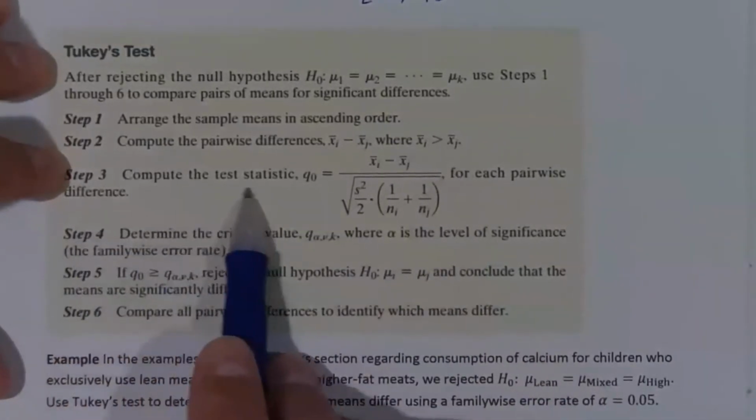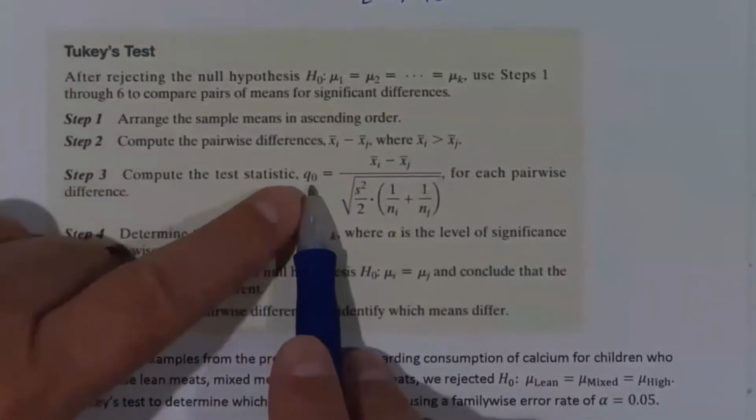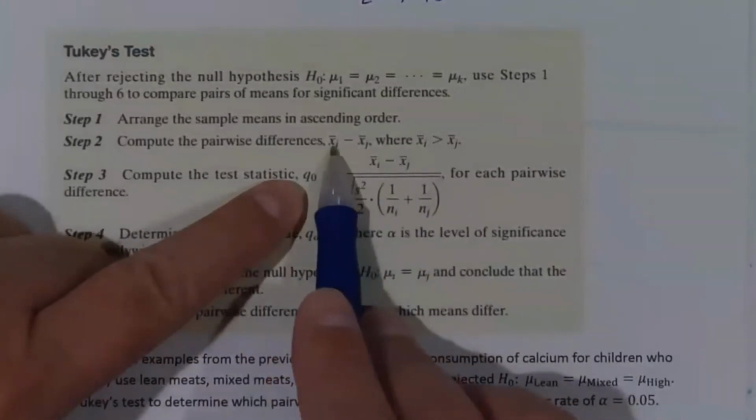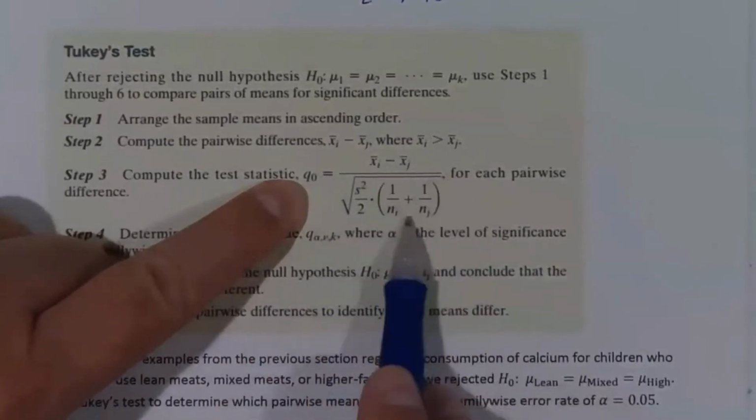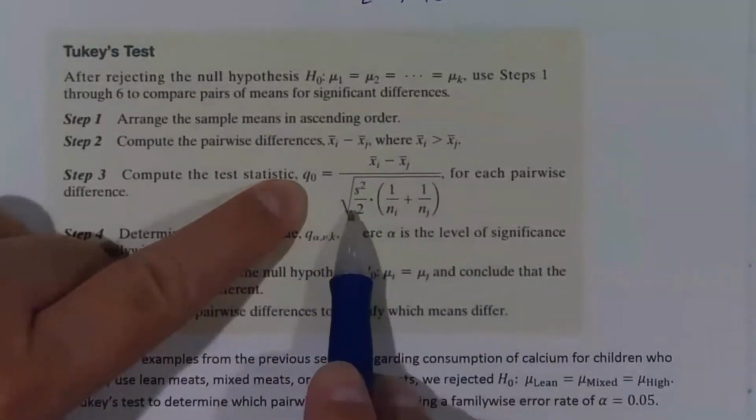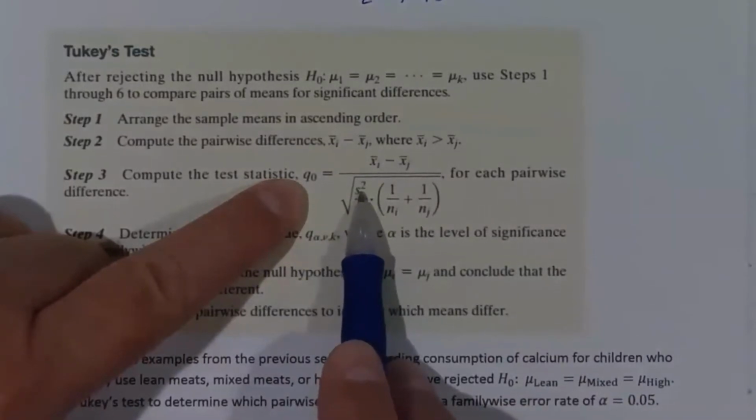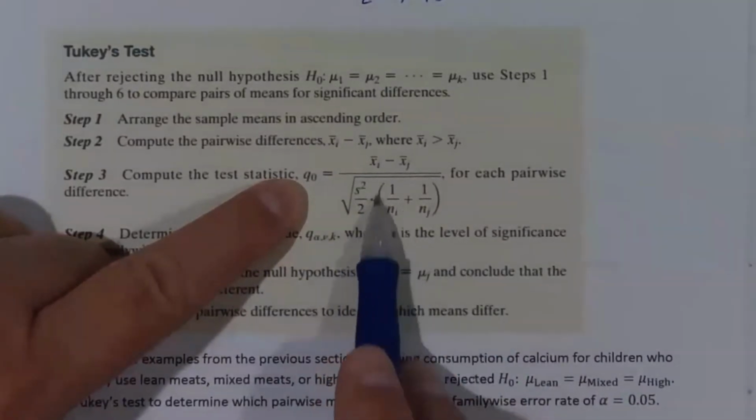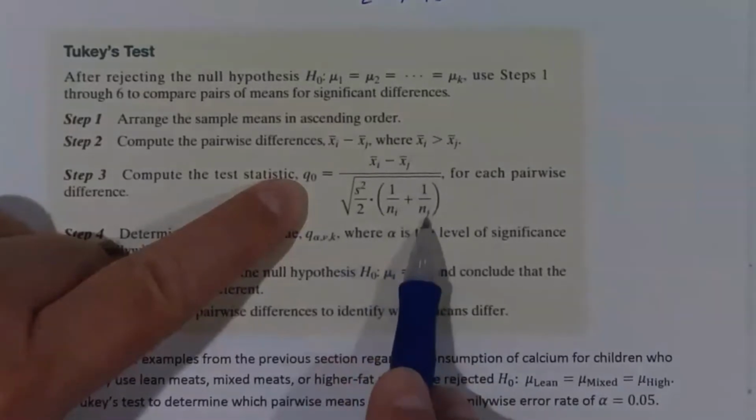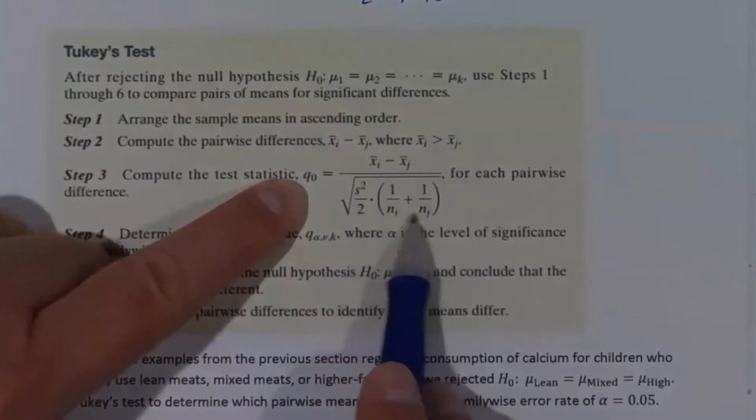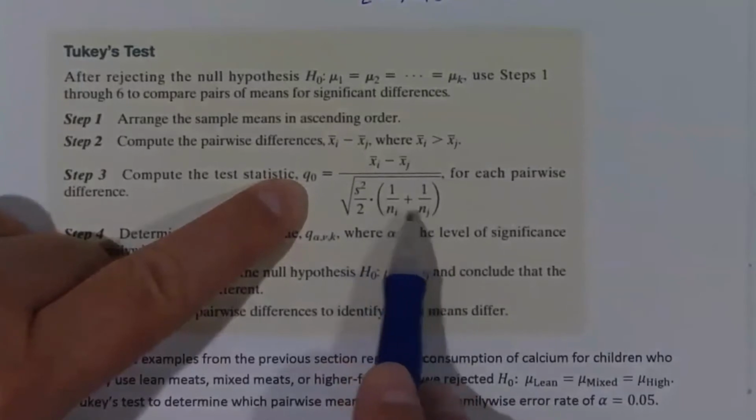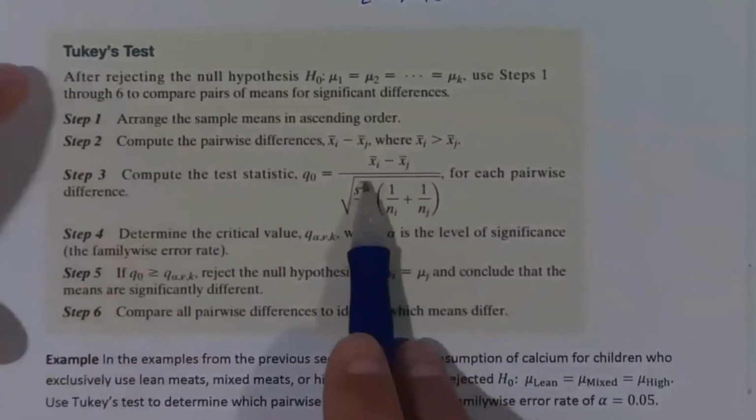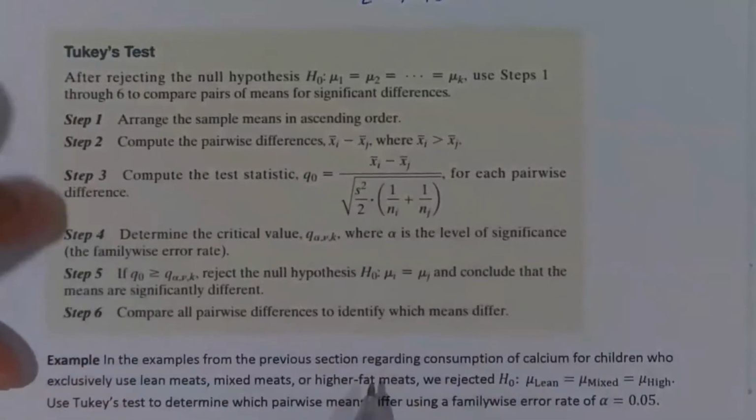Step 3, we're going to compute the test statistic. So again, we're going to calculate Q0. So that's going to be the difference we just found in step 2, X bar I minus X bar J, divided by the SE. So again, that's going to be the mean square due to error divided by 2 times 1 over the first sample size plus 1 over the second sample size. Now, if the two sample sizes are the same, then that's not going to be a problem. But if we have different sample sizes, we do have to pay attention to what those are. So we're going to do that for each pairwise difference.